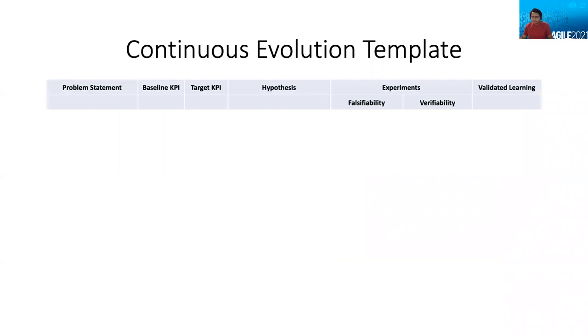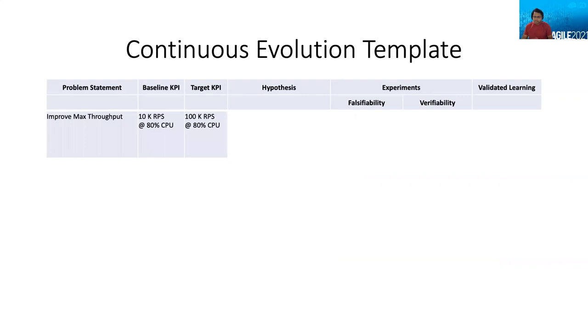Simply put: your problem statement, the baseline and target KPIs, and their hypotheses to start with. And then come the important pieces, which is you design experiments, and particularly you split them up into falsifiability and verifiability experiments in order to quickly invalidate hypotheses wherever possible, and record validated learnings that come out of these experiments for future reference. Let's take a simple example to run through this template.